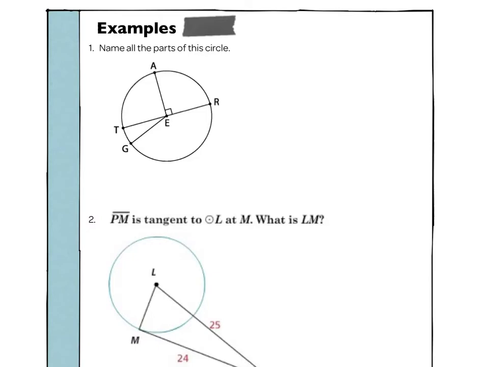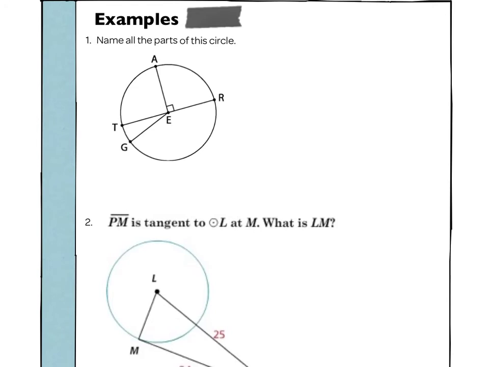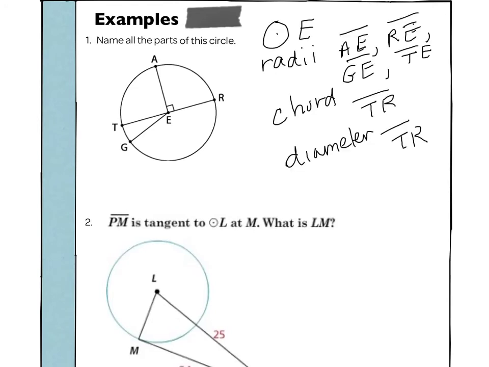All right, so let's look at our examples here. The first one says, name all the parts of this circle. So here we go. There we have it. We have circle E with the center point at E. We've got radii AE, RE, GE, and TE, which are all line segments. We've got chord TR, and it's also a diameter TR.